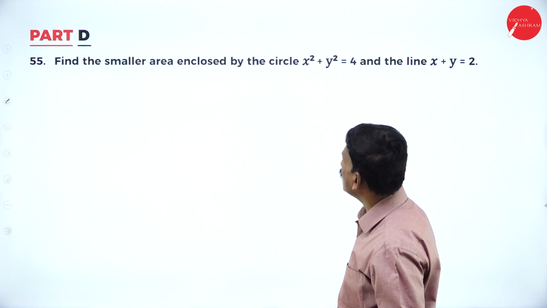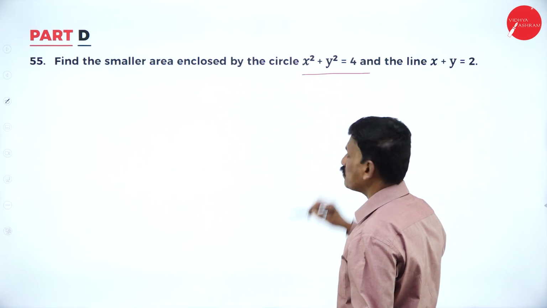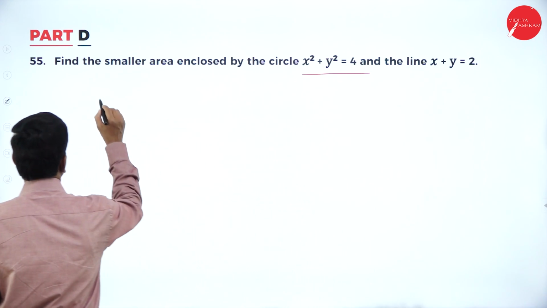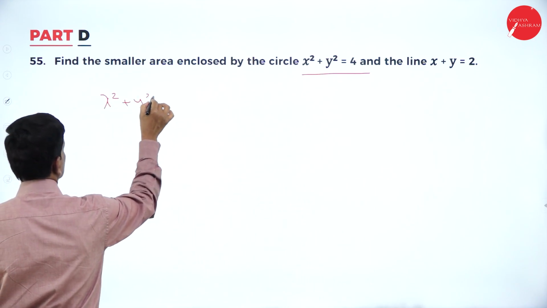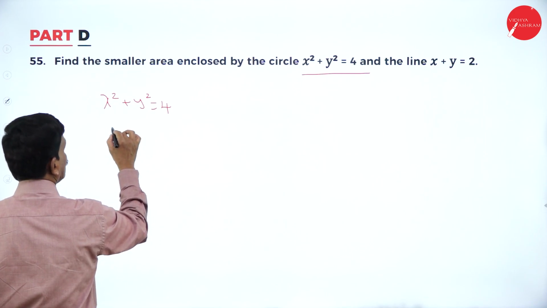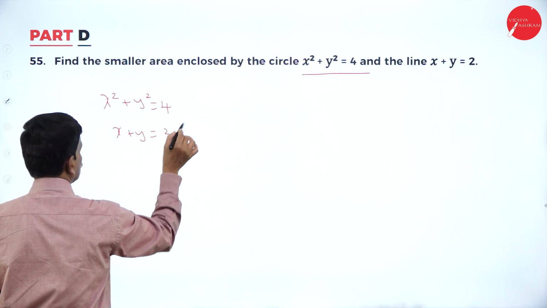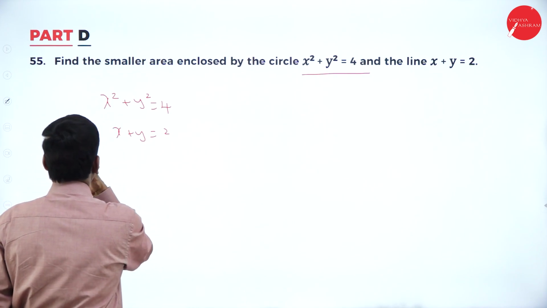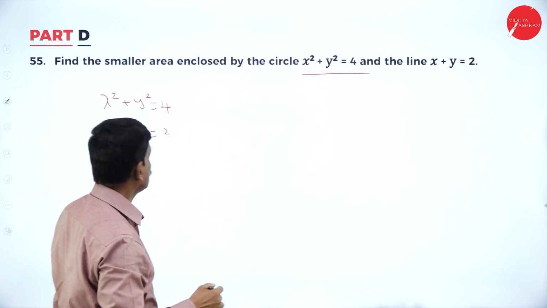Find the smaller area enclosed by the circle x square plus y square is equal to 4 and the line x plus y is equal to 2. So, what is the circle given? X square plus y square is equal to 4 and the line is x plus y is equal to 2. Right. This is the circle and the line. What is to find? The smaller area enclosed by the circle.